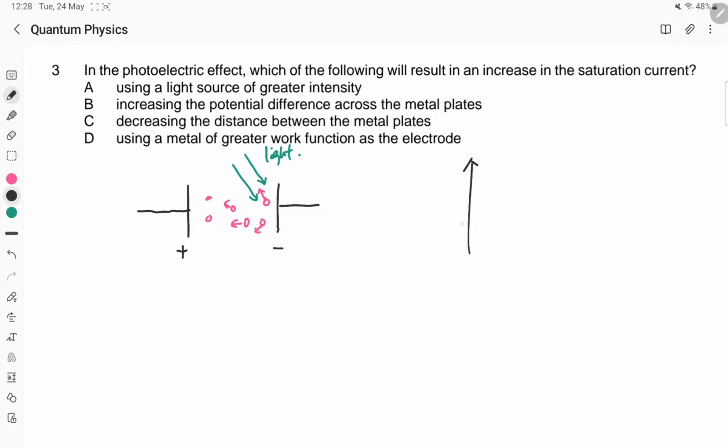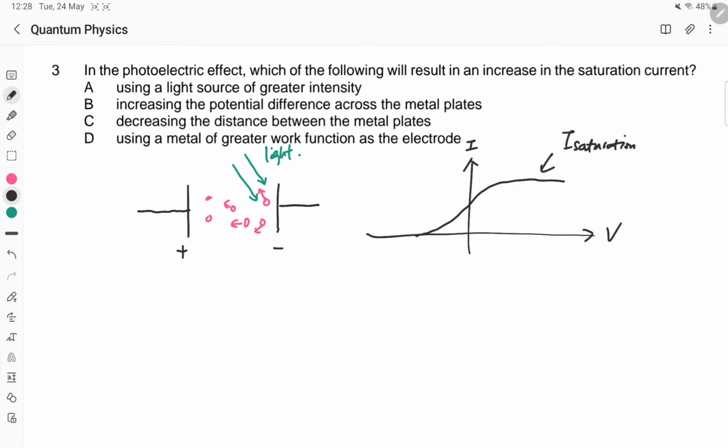So this corresponds to the right hand side of the IV graph. So you have this graph, something like that. So this is your saturation current. So what can give rise to a higher saturation current?